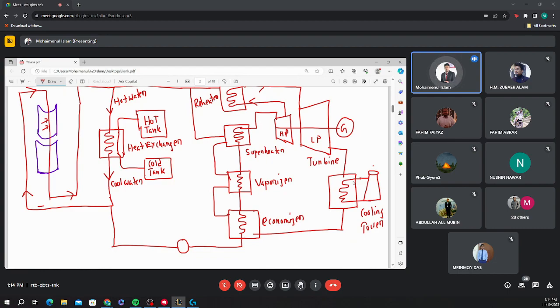So I think that's all. So we need a pump here. This is called feed water pump. This is called a high temperature fluid pump.